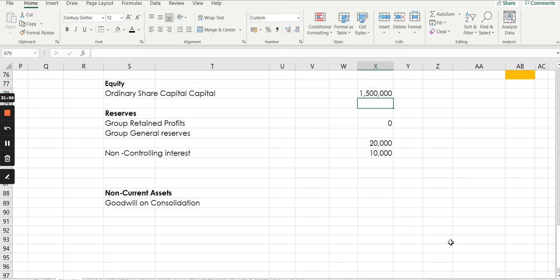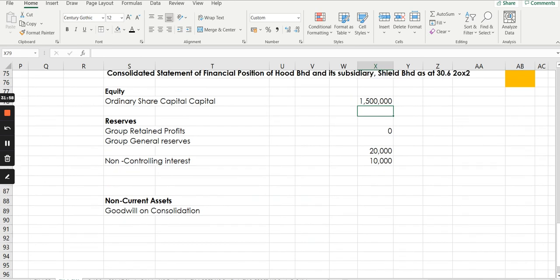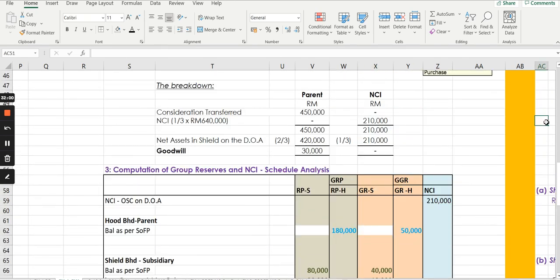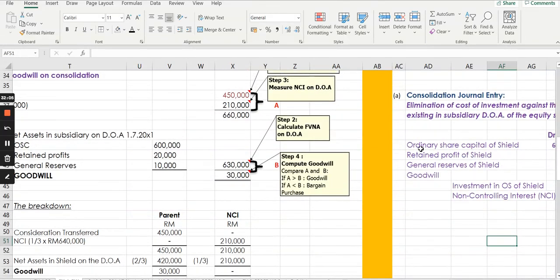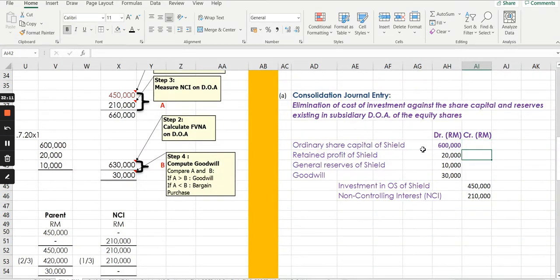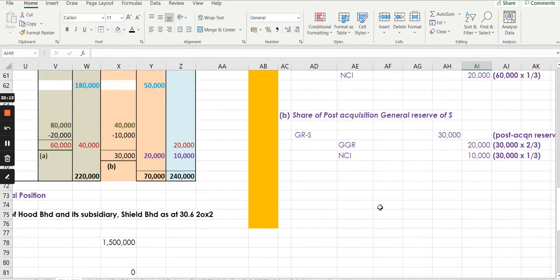Why do we not include the subsidiary's share capital? Because it has been cancelled off. Check the journal entry here, where I have already cancelled off the share capital against the investment. This is the reason that we do not include it, in case you are asking.